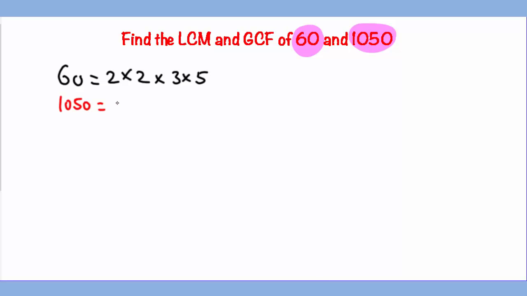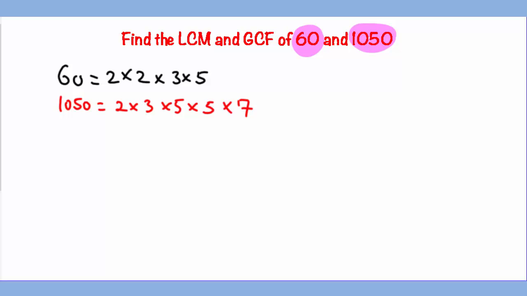Okay, let's try this out with another example, 60 and 1050. The first thing you should do is find the prime factorization of both numbers. For 60, you should get 2 times 2 times 3 times 5. And for 1050, you should get 2 times 3 times 5 times 5 times 7.